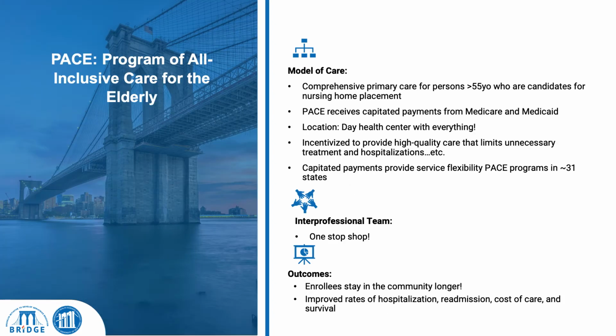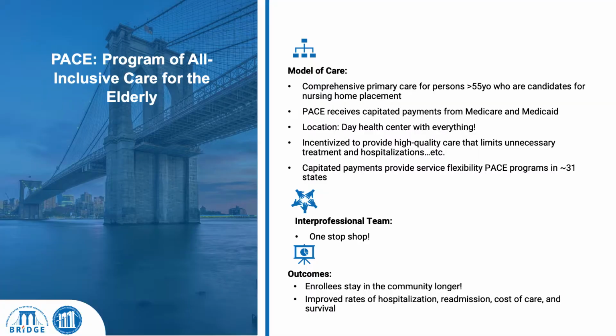And then there's the PACE model, the Program for All-Inclusive Care for the Elderly. This is a great program that's designed to provide comprehensive primary care for people 55 and older who would otherwise be candidates for nursing home placement, very complex patients. So PACE programs receive a capitated payment from Medicare and Medicaid. What that means is they receive a payment per head to provide comprehensive care per patient in their PACE program. And so they can do whatever they need to do with those funds to provide comprehensive, high-quality care and avoid nursing home placement. They have complete discretion over their care within the rubric of the PACE program.